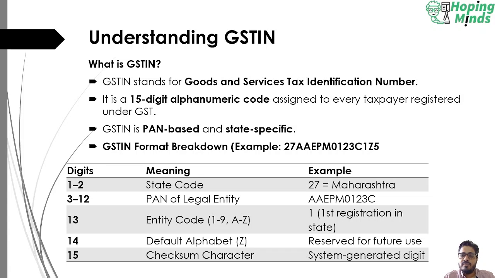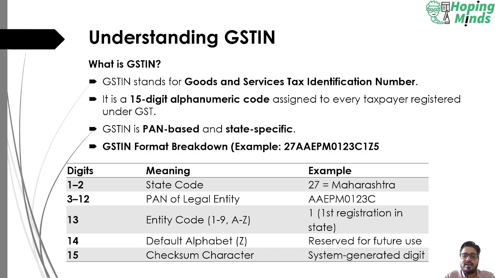27AAPM0123C1Z5. In this example, the first two characters, that is a number, denote the state code. So in this example, 27 is the state code of Maharashtra. The next 10 characters are the PAN of the entity. The 13th character, which happens to be a number, denotes the entity code. What is this entity code? Entity code is the number of registrations that the entity has within the state as on the date of registration.